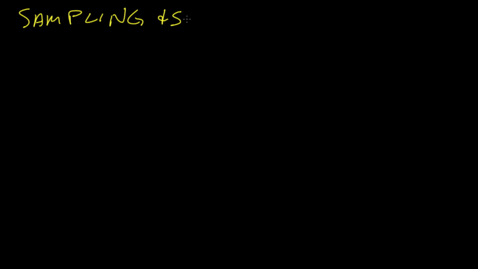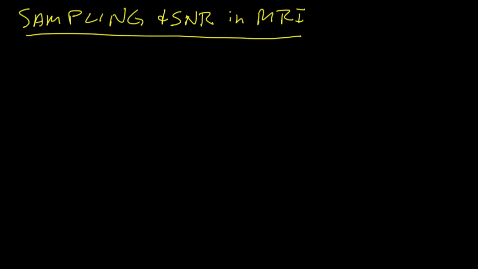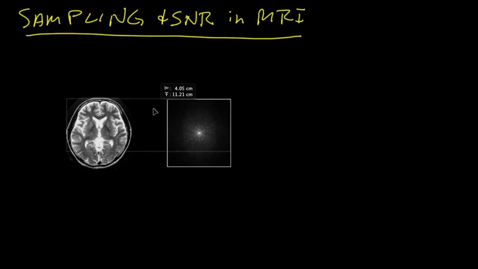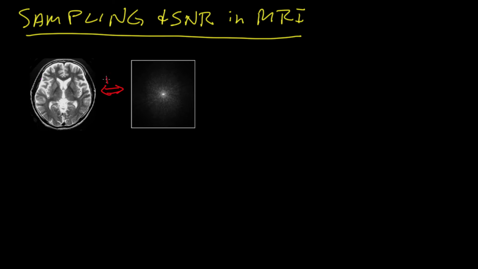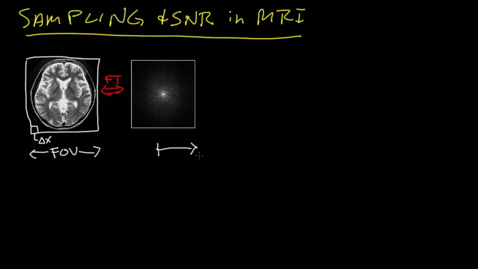Today we're going to talk about sampling and SNR, or signal-to-noise ratio, in MRI. In MRI, the image and k-space data domains are related by Fourier transform. The size of the image is described by the field of view, and the sampling, or pixel size, is labeled here delta x. In k-space, the dimensions of the patch of k-space that's required is often referred to as extending from minus kmax to plus kmax.